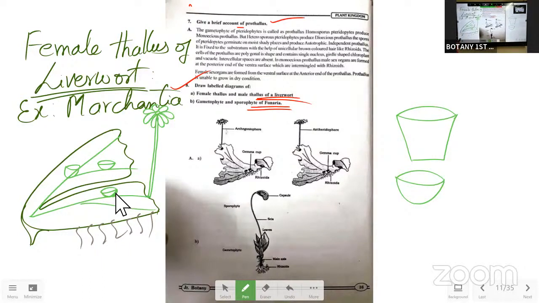Here the labeling should be complete. We cannot assume that they know this diagram, then why are you drawing this, isn't it? So we have to give the complete labeling. In that, no compromise, sorry to say. So start with this. These are the archegonia. Then the stalk of this archegonia is called the archegoniophore.